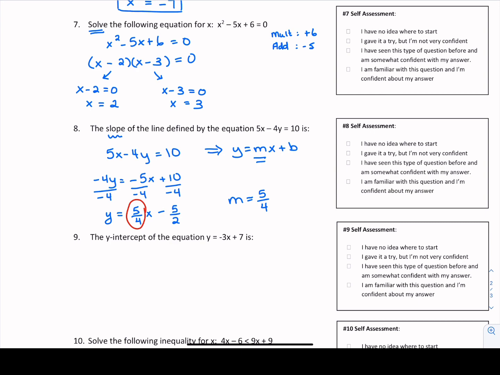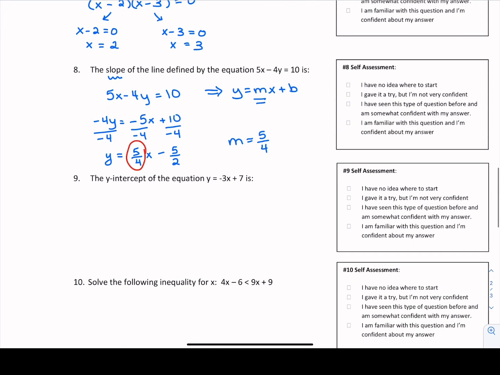Our next equation is slightly different. It's still a linear equation. We have y equals negative 3x plus 7, and we're looking for the y-intercept this time. It's already in slope-intercept form, y equals mx plus b, and we know that the b value, or the constant, is always the y-intercept. This line has a slope of negative 3, but the y-intercept is positive 7.